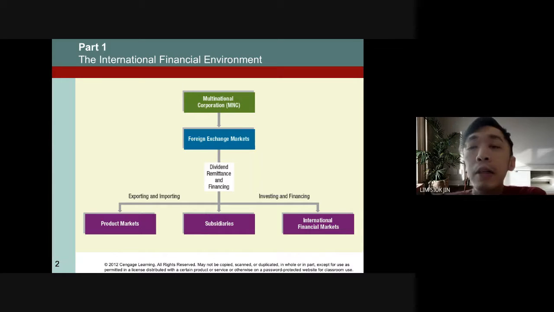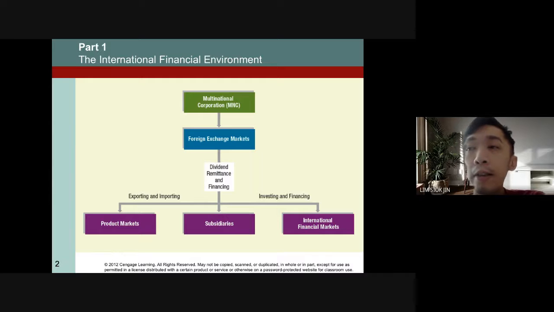And later we will go deeper to understand why there exists an MNC. Why is there MNC in the first place? Why is Toyota in Malaysia? Why is McDonald's in Malaysia? We will go into that later. But now, we have to understand that all these MNCs, right? Now you understand what is MNC. So I'll keep using the word MNC, which relates to multinational corporation.